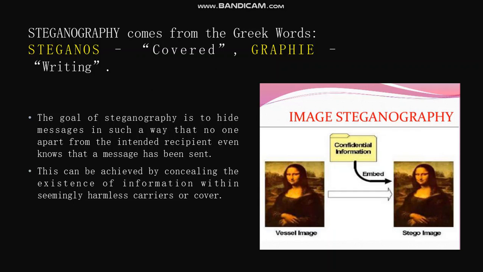Now, what is the goal of steganography? What is the purpose of steganography? The goal of steganography is to hide messages in such a way that no one apart from the intended recipient even knows that a message has been sent. This can be achieved by concealing the existence of information within seemingly harmless carriers or covers. As you can see in this image, a confidential message has been embedded into an image.